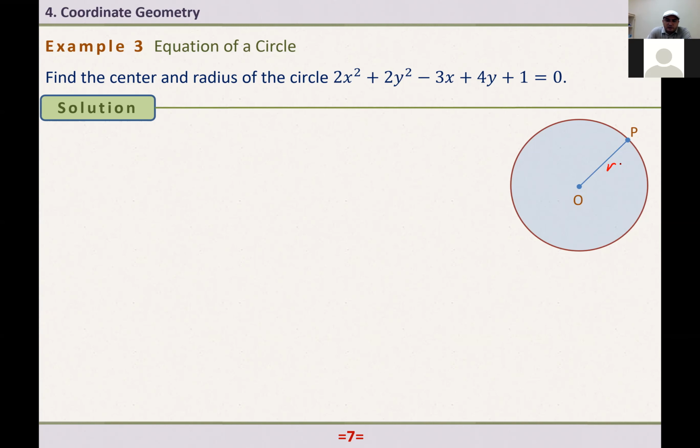To answer this question, we can transform this equation into this form, right? That is (x minus h) squared plus (y minus k) squared equals r squared. After that, we know that h and k are the coordinates of the center, and the radius of the circle is just r. So can you write this equation in this form? And after that, we can answer the question, right?